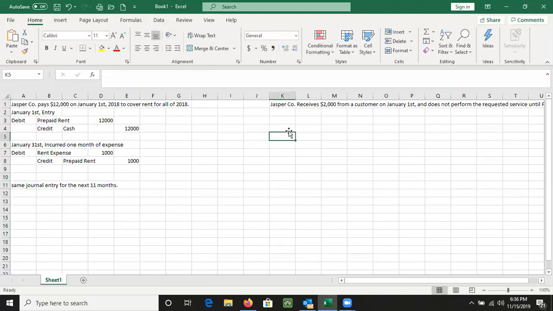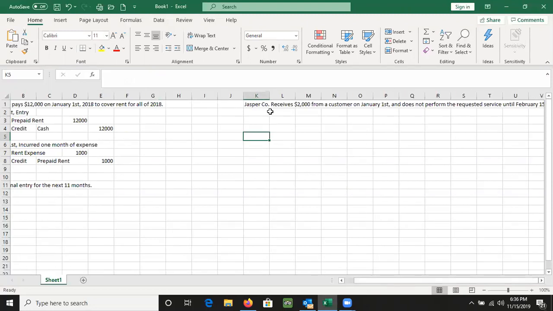Okay? Let's look at the opposite side, unearned revenue. Jasper Company receives $2,000 from a customer on January 1st and does not perform the requested service until February 15th. If you get money for something, but you didn't do anything to earn that money, did you earn the revenue? No, the company did not earn the revenue yet.